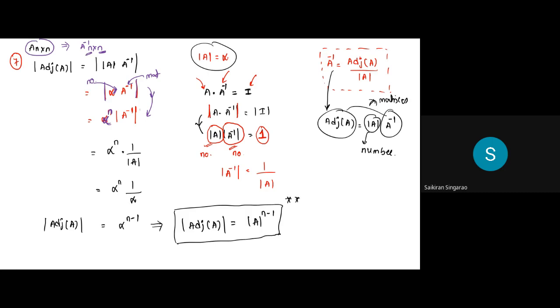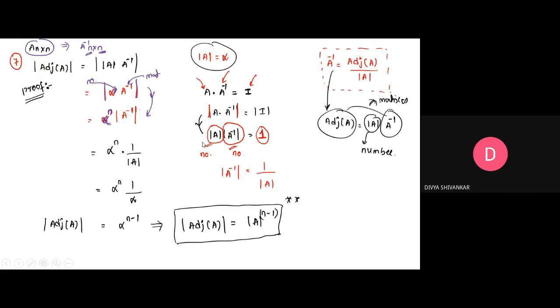This is the formula. If someone asked you, what is the determinant of adjoint of A? Then you have to say it is determinant of A to the power of n minus 1. Did you understand the proof of this? Yes, sir. Should I complicate this? Let me complicate this. What will be the determinant of adjoint of adjoint of A?